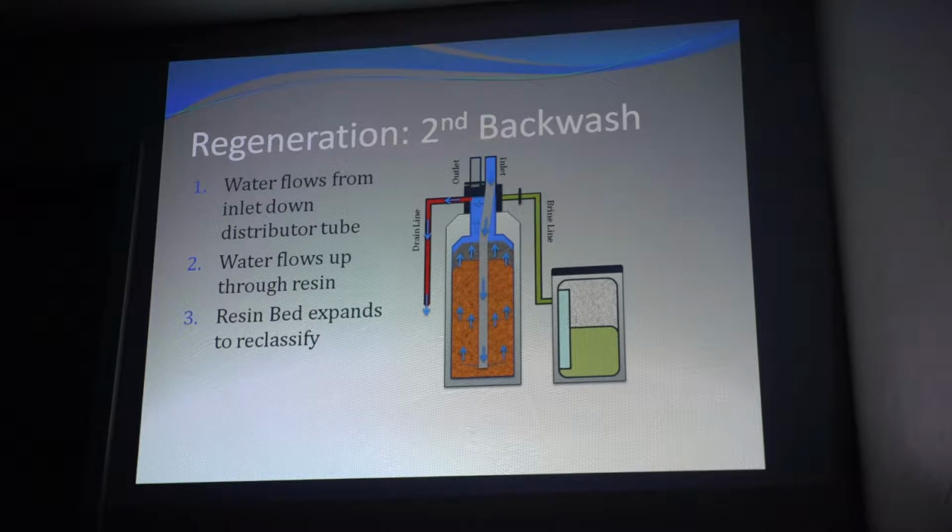Once again, the word that you have to utilize is that it reclassifies the resin. There's a lot of value to reclassifying resin. You get a longer life out of it. You also get the longer life because you use different exchange sites. When it's in service, water is flowing from the top down. And there are some packed bed water softeners out there that don't regenerate.